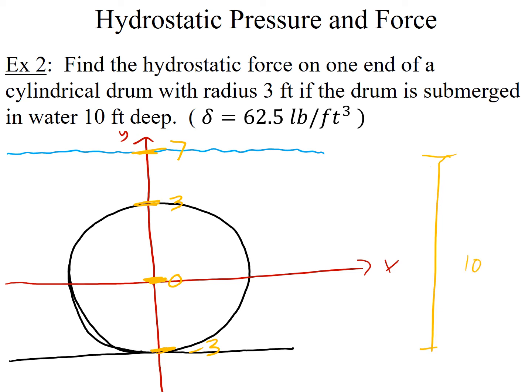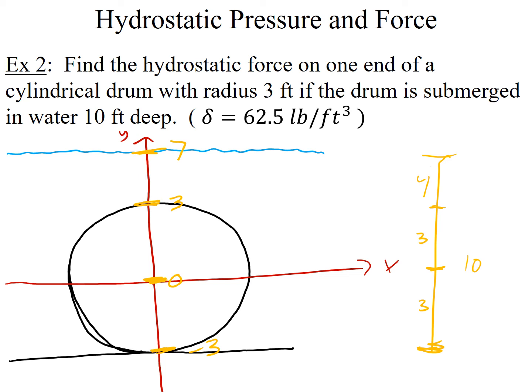But the distance from here to here is 3. The distance from there to there is another 3. And so this has to be 4, so the total thing is 10. Okay, so we have those numbers.